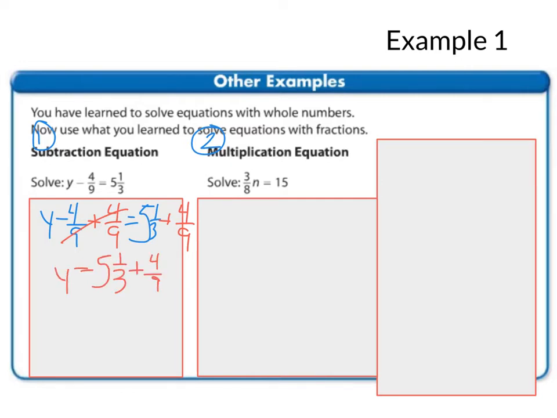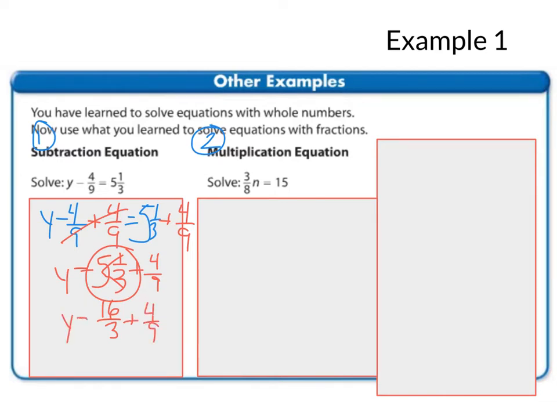5 1/3 plus 4/9. I remember from my last example in this lesson that I wanted you to make this 5 1/3 into an improper fraction. So I'm going to do that now. 5 times 3 is 15, and 15 plus 1 is 16. So I have 16/3 plus 4/9.